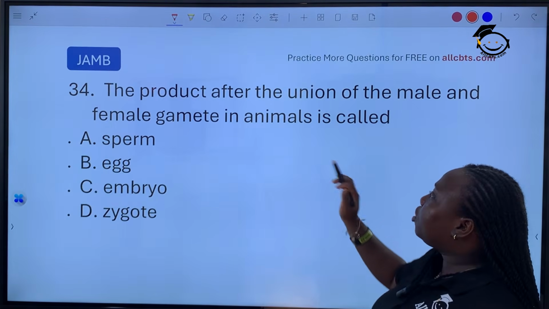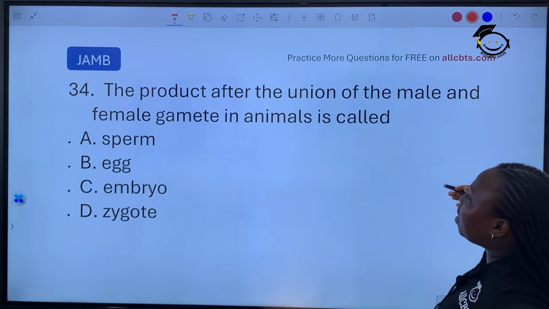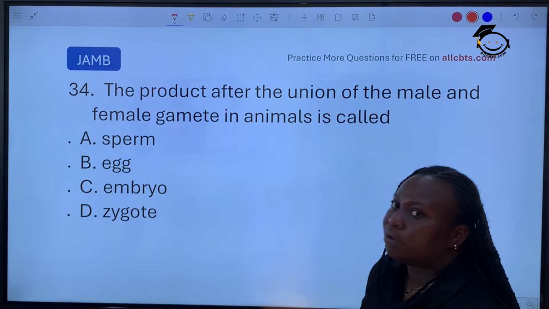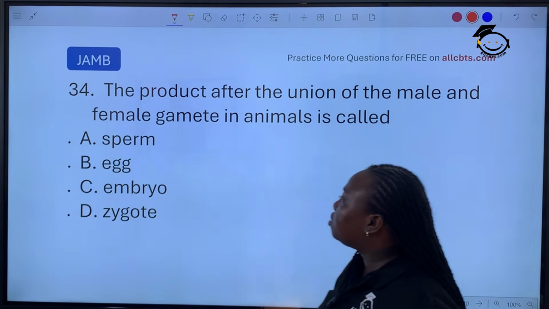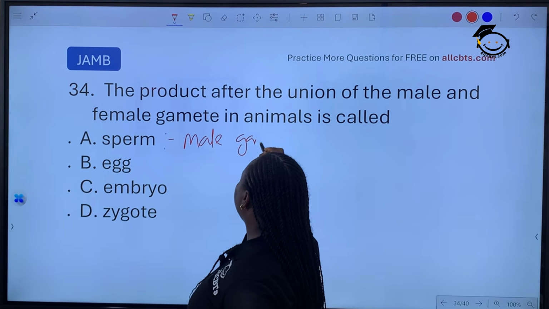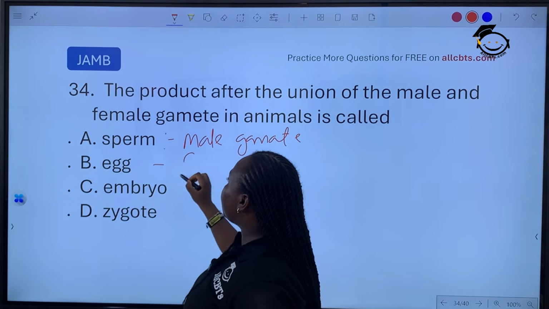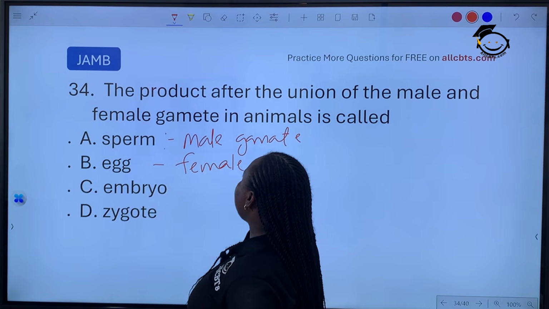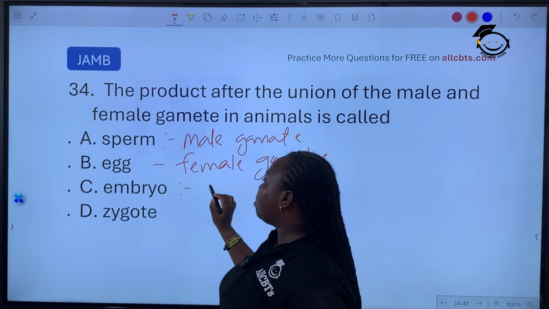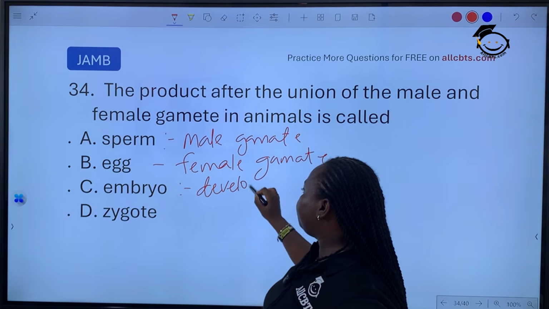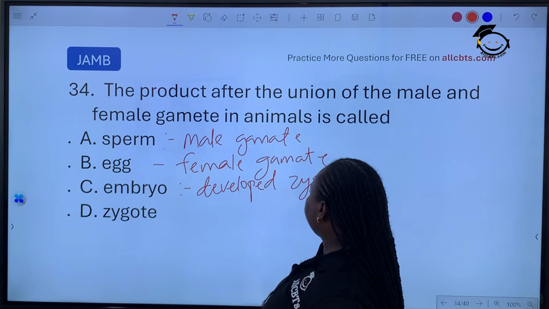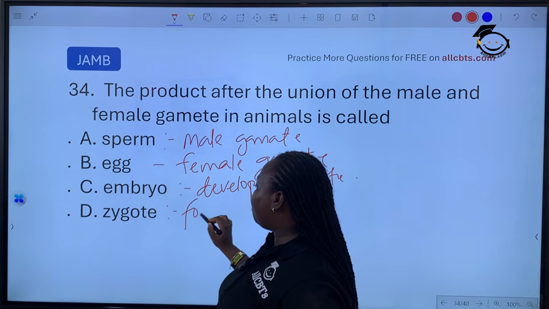Number 34. The product after the union of the male and female gametes in plants and animals is what? Now, the male gamete is the sperm. The sperm is the male gamete. The egg is the female gamete. So that can't be our answer. The embryo is a developed zygote formed after fertilization.